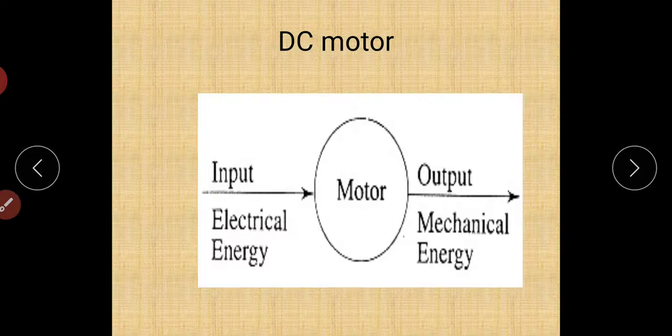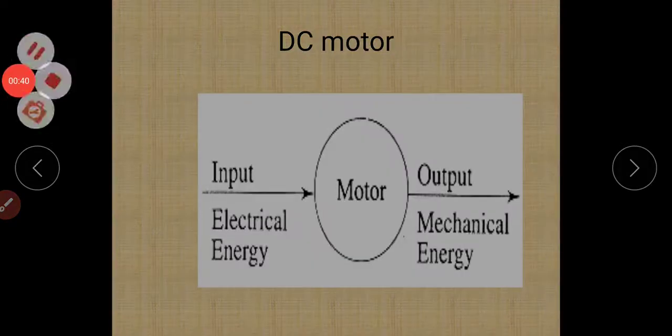So next one, DC motor. This is the motor symbol. A DC motor is an electric device which converts DC electrical energy into mechanical energy. In case of motor, the input is DC electrical energy and the output is mechanical energy.